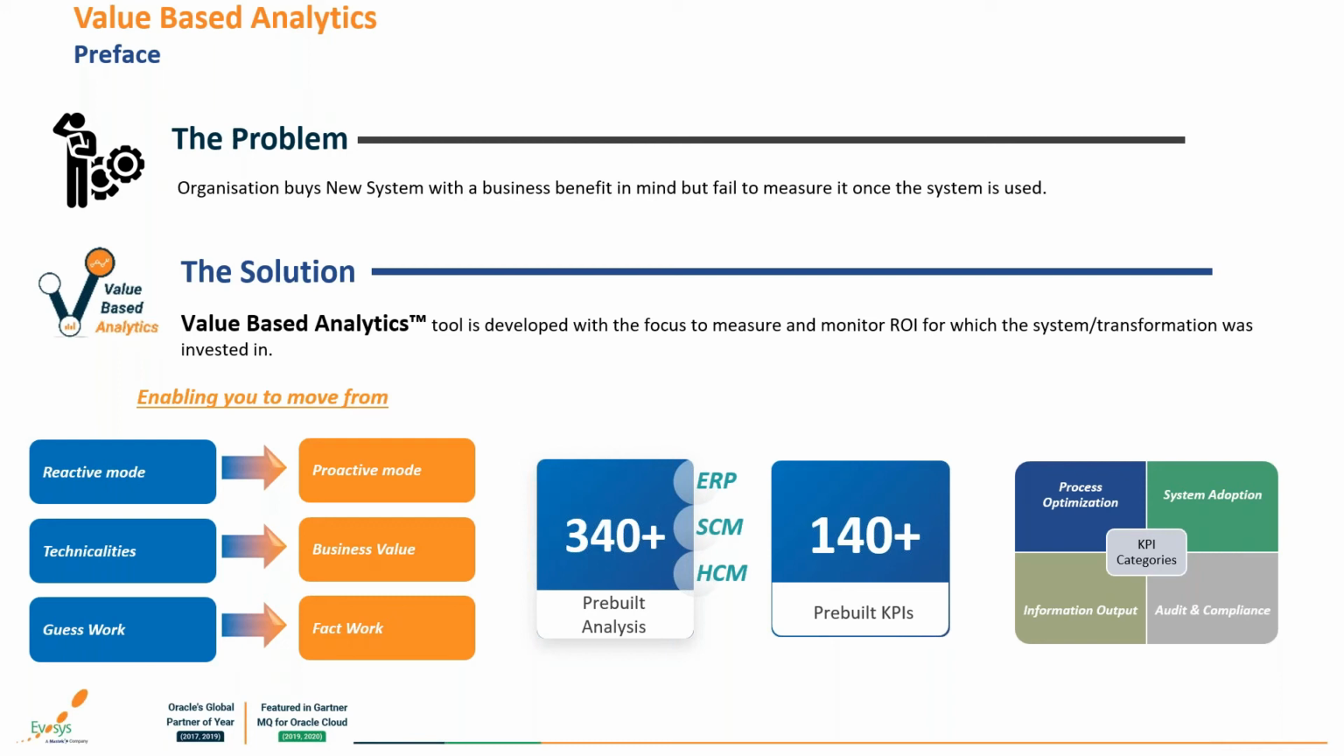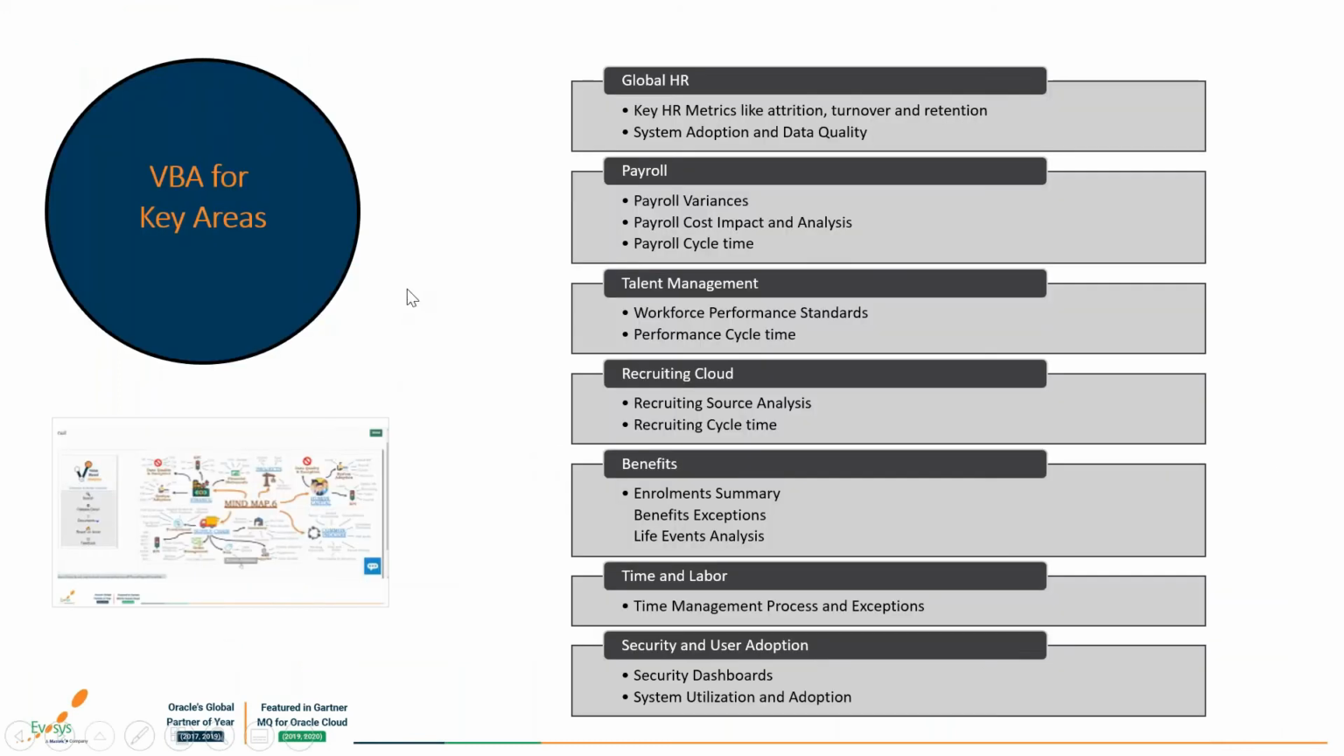So I will move you, like there's a small clip. So basically we have VBA for key areas. We have developed VBA for all the major modules like core HR, payroll, talent management, recruiting cloud, benefits, time and labor, and for security. In today's session, we will be seeing the VBA which has been created for talent management to track the KPIs.